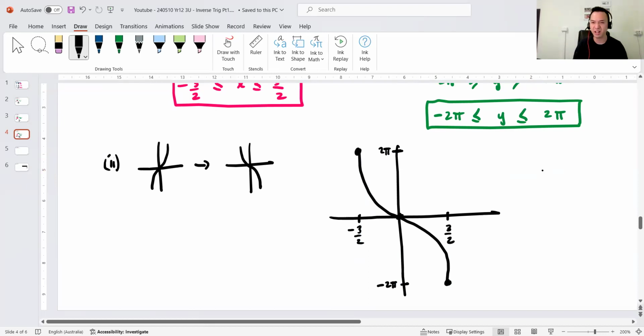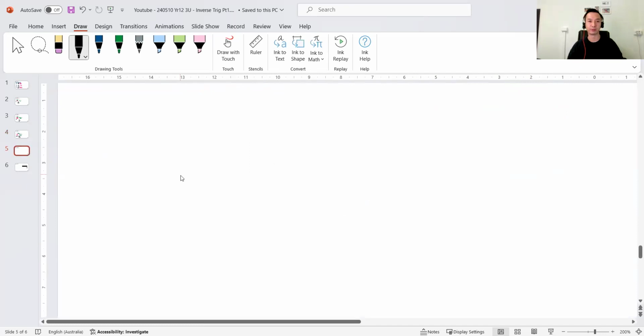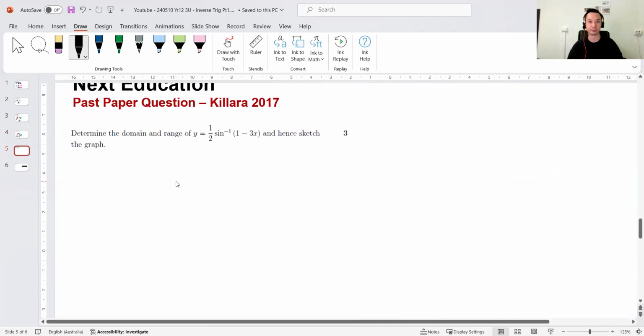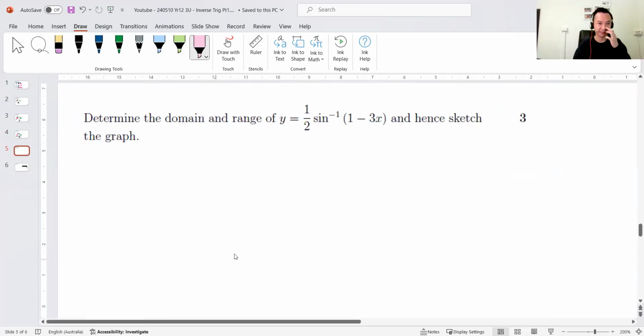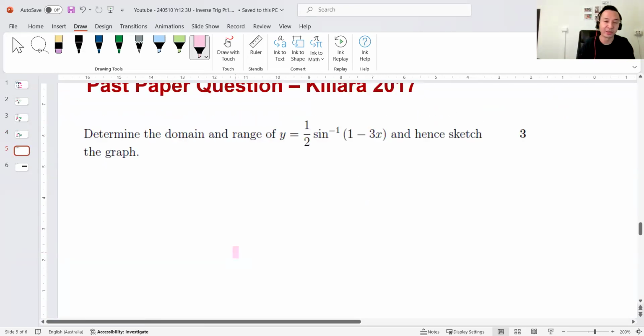Guys, not hard, right? Convince yourself, please. Got one more, and then I'm done. One more. Now, determine domain, range and sketch out all 3 questions. All these questions are the same. It's just 3 marks. I think that's more realistic. That Newington one was a bit weird, right?